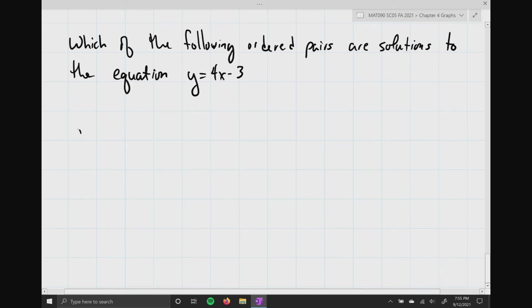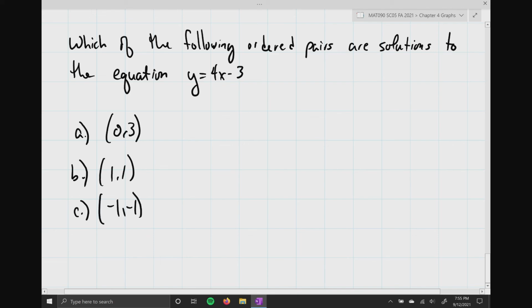So first pair, (0, 3). Second pair, (1, 1). Third pair, (-1, -1). Now notice our equation is not in standard form. That's fine. Like I said, there is no right or wrong when you're writing linear equations in two variables. Pay attention to the directions, see what they want it in. But other than that, there's no right or wrong.